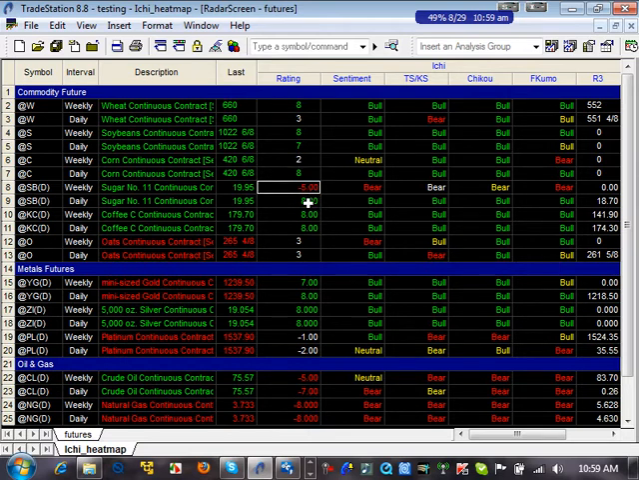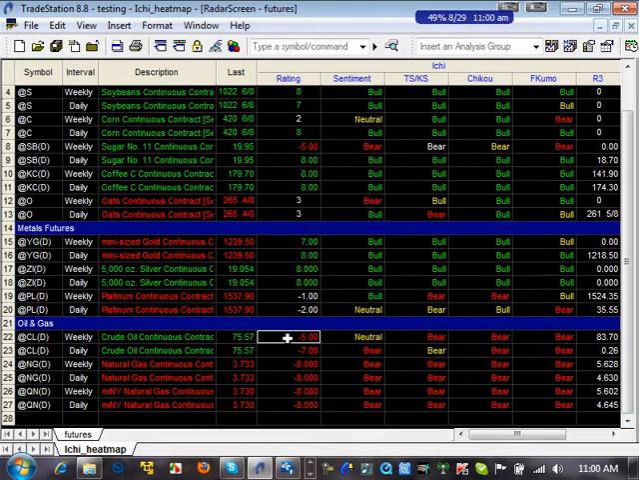Sugar is getting conflicts now across the board. Coffee is still very strong. Remember, we talked about coffee last week, and that was very good. Oats is getting weaker now, but you could see they're on the borderline of bullish. Gold is still bullish. In fact, we'll talk about gold today. Silver is bullish, so the metals are starting to get strong. Platinum is weak right now.